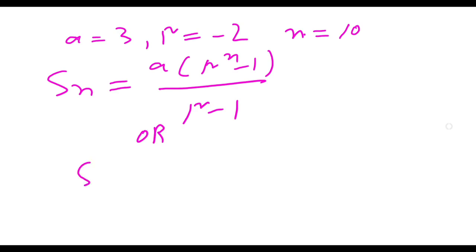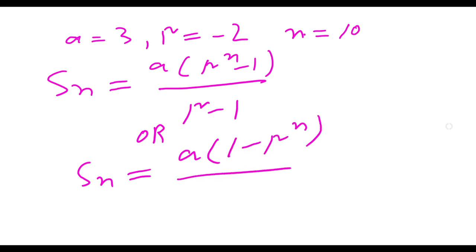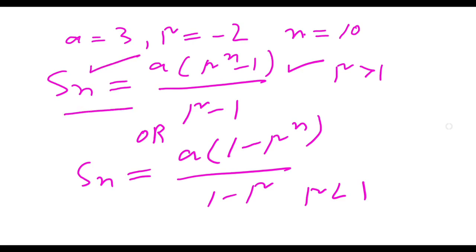Or you can use this formula, Sn is equal to A times 1 minus r power n over 1 minus r. You use this when r is less than 1, and the other when r is greater than 1. Even if r is less than 1, you can still use the other formula, and the answer will be the same. So any formula you can use. It doesn't mean you have to look for a specific one. You can choose one standard formula and use it every time, whether r is less than 1 or greater than 1. So I'm going to use this one.